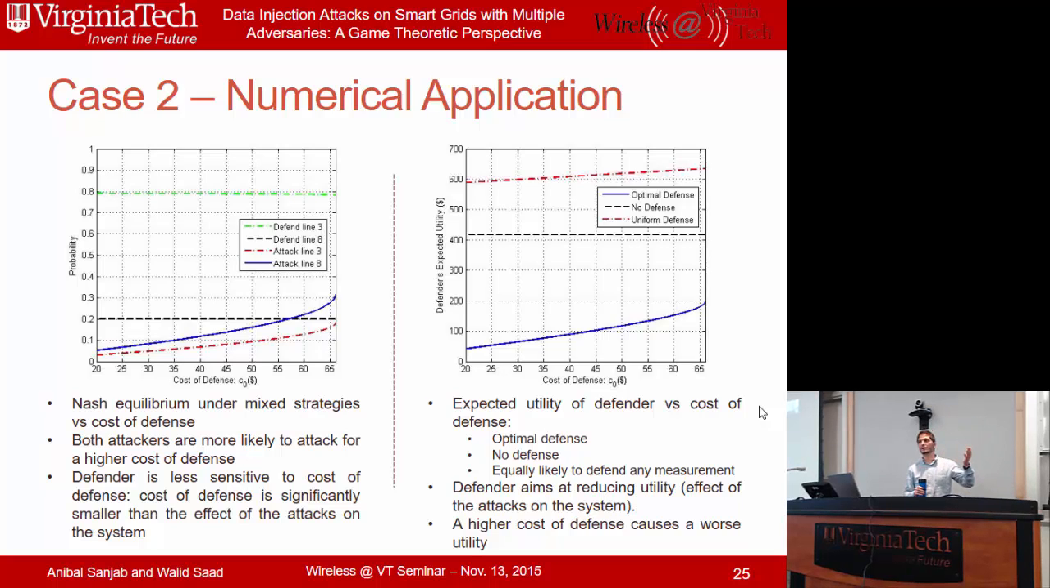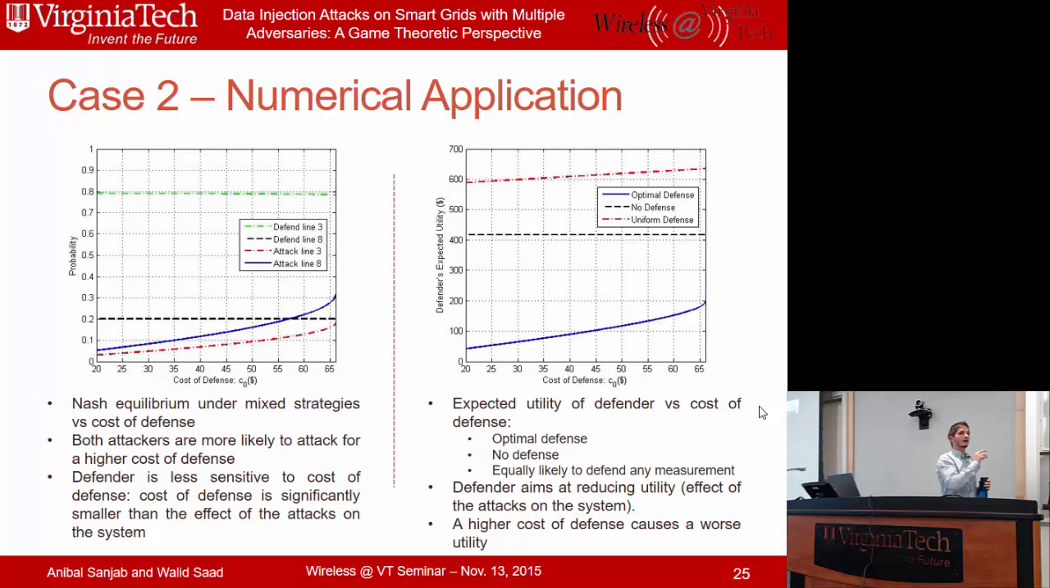So the defender is paying more to defend that system, and the attacker will think, okay, it's harder for the defender to defend that system, I'm more likely to attack, right? So we can see that these probabilities increase with an increase in the cost of defense, whereas for the defender, the probability of defending slightly decreases with an increase in the cost of defense. However, it's not as sensitive as that of the attacker, for the main reason that a successful attack on the system has a very high effect on that system.